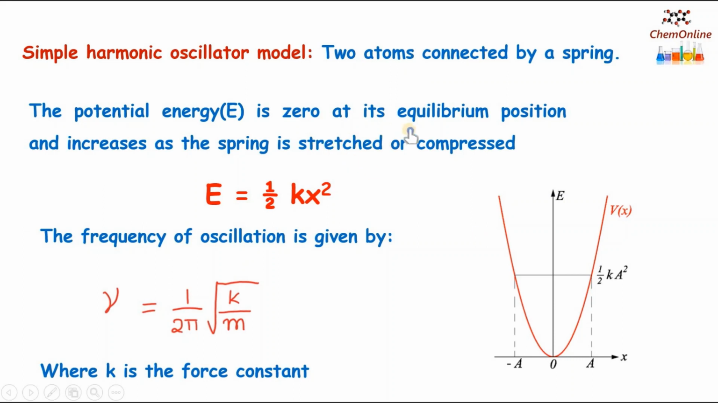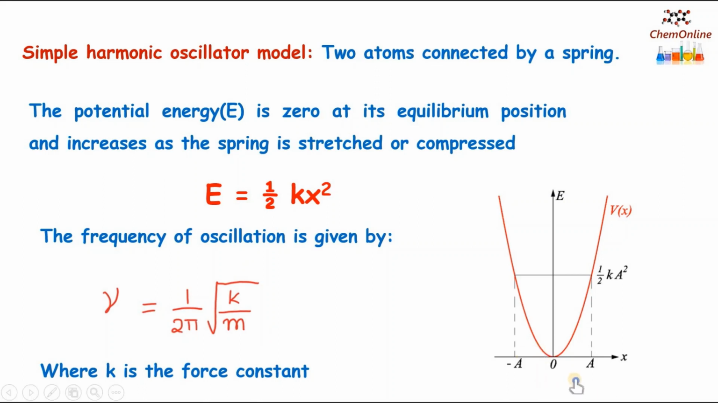The potential energy of such a harmonic oscillator is 0 at its equilibrium position and increases as the spring is stretched or compressed. The potential energy is given by V equals half kx squared, where k is the force constant and x is the displacement. The frequency of oscillation is given by nu equals 1 by 2 pi root of k by m, where m is the mass of the particle.